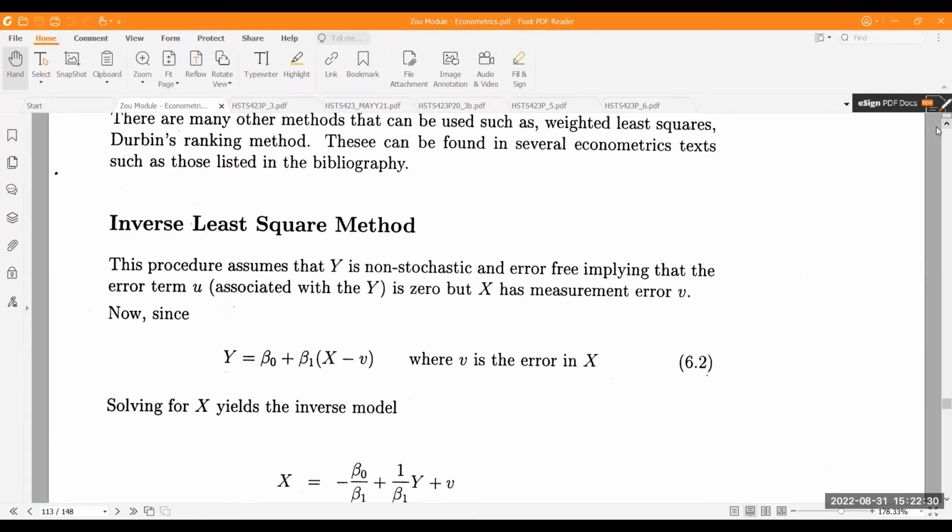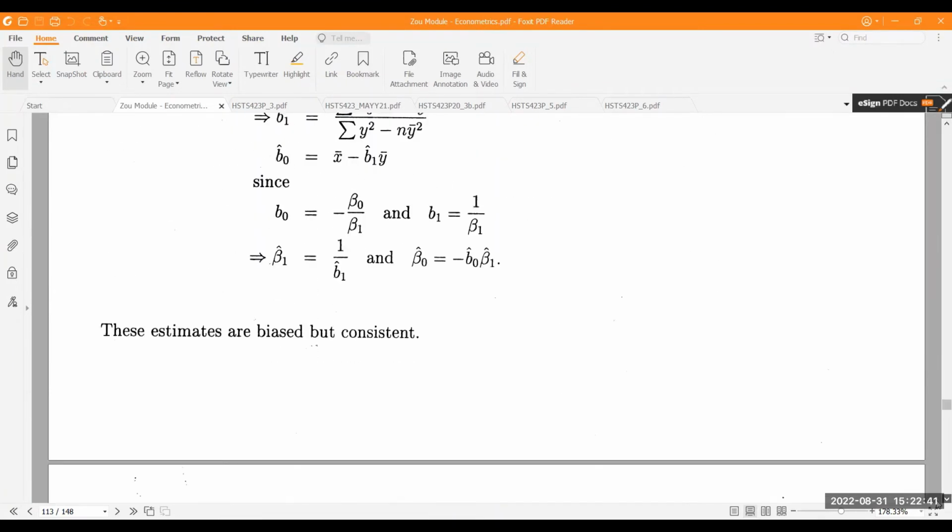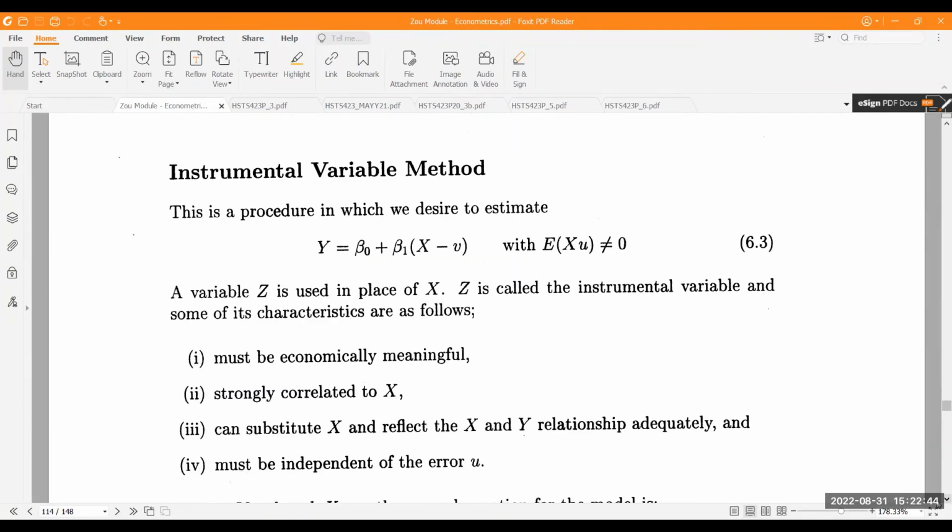Did I manage to do my job well of explaining this inverse least squares? Clap for me. I know that if I don't say clap for me, no one will clap for me. So I have to say it. Please clap for me. Nice. But is it clear? The bottom line is what I've explained. Is it clear now? All right.